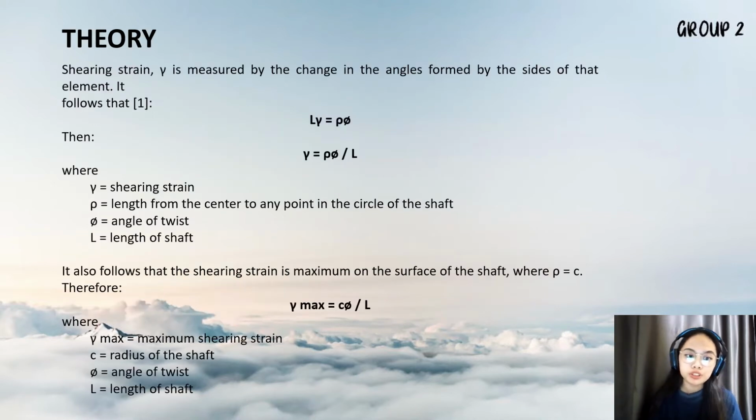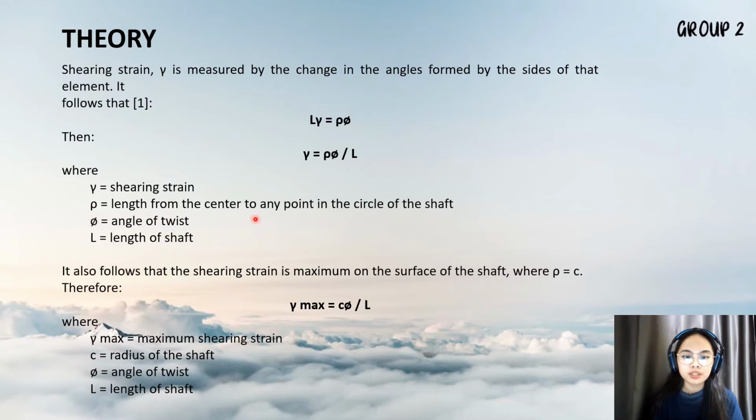So we will move on to the theory of this experiment. Shearing strain, gamma, is measured by the change in the angles formed by the sides of that element. It follows that in this first equation, L times gamma equals ρ times theta. Then, rearranging this equation, we get gamma equals ρ theta over L, where gamma is the shearing strain which occurs on the surface of the shaft.